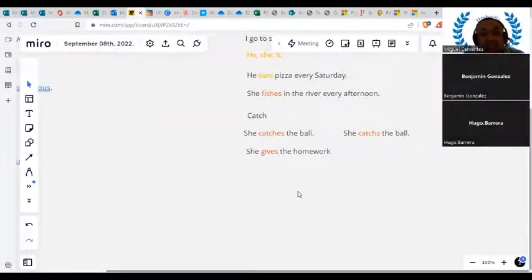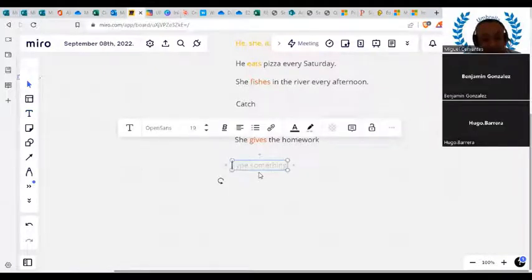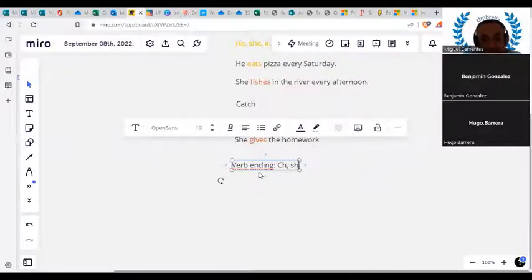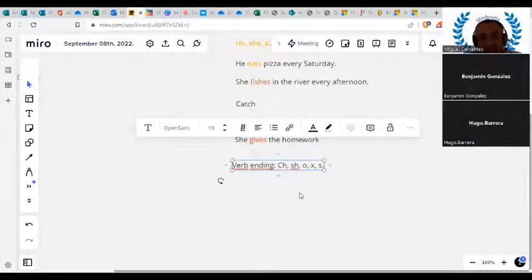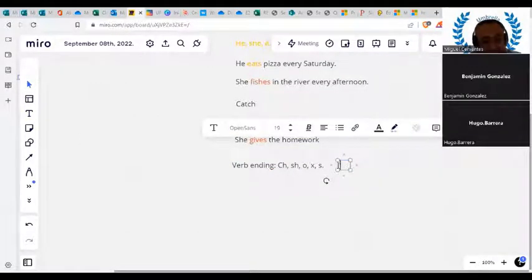And Hugo and Benjamin, there is a rule to make the difference between verbs where you need to add s or verbs where you need to add es. For example, the rules. Todo depende de la terminación del verbo, ¿no? This verb ending, for example, ch, sh, o, x, s. These verbs need to add es to the verb.